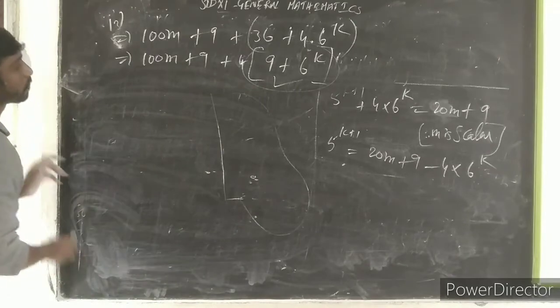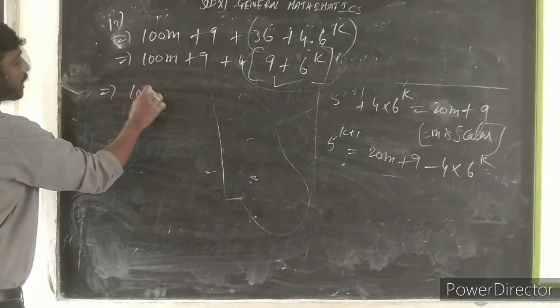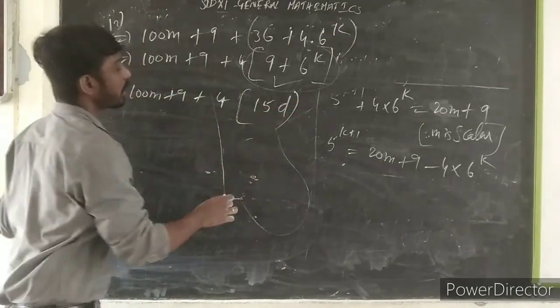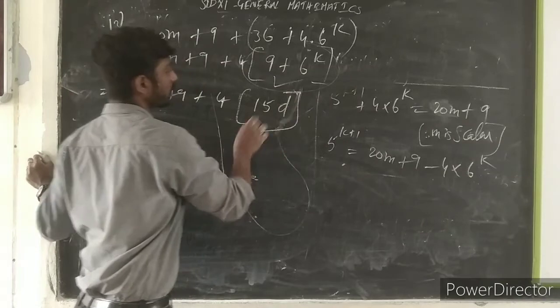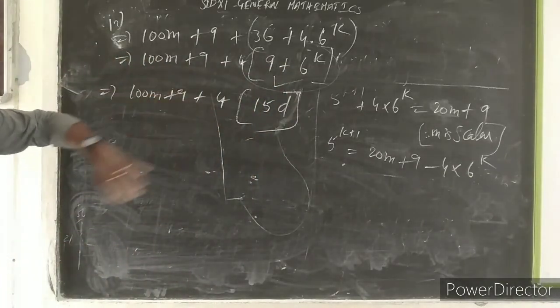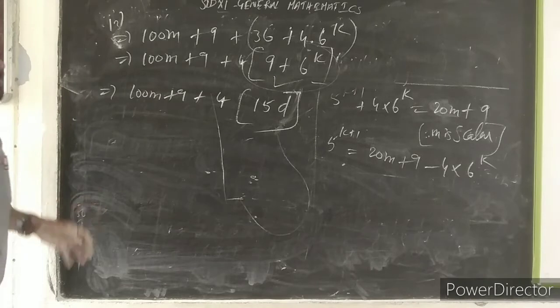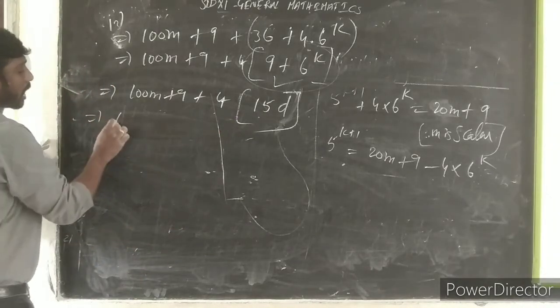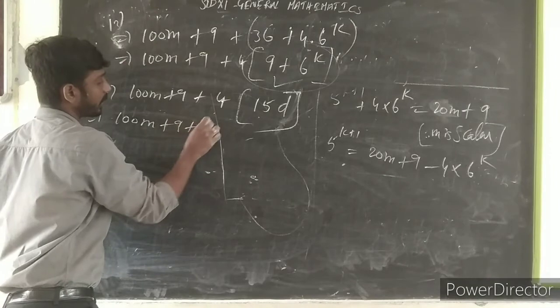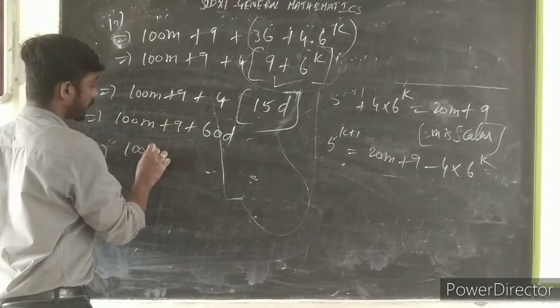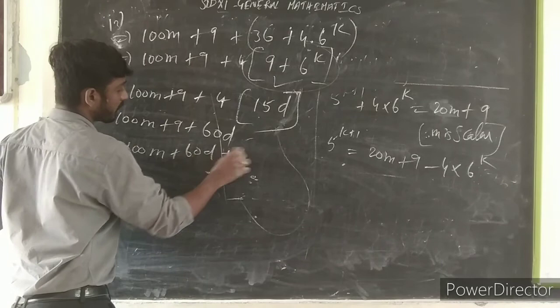Listen here. 100m plus 9 plus 4 into 15b. 15b is a constant because whatever value you substitute for k, you get the answer 15b. Here, 15 into 4 gives 100m plus 9 plus 60b. You can write the condition like this: 100m plus 60b plus 9.